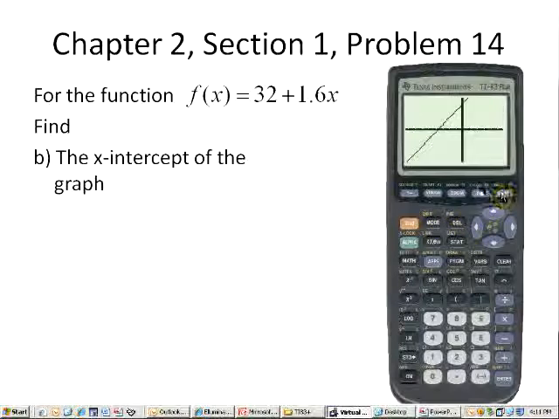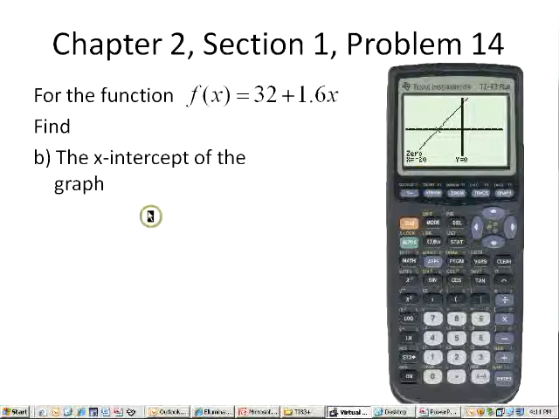I'm going to go back to the graph, go back to calc, and do number 2 for the 0. For the left bound I'm going to move to the left of my position and hit enter. Then it asks for a right bound, so I'm moving over here to the right. I'm to the right of the intercept, and I hit enter. Then finally, we can go close to it, hit enter, and you will see on the screen, near my cursor, we have x equals -20.